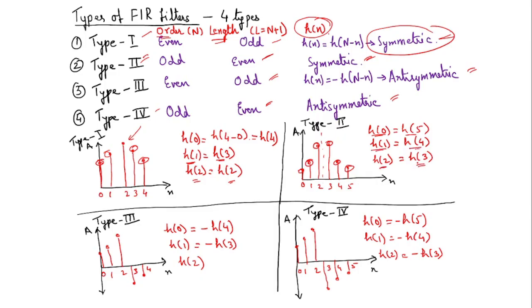h of 3. Okay, then coming to the antisymmetric, antisymmetric means the values will be negatively valued. So if you see across this line, the values are opposite to each other. So h of 0 equals minus h of 4, which is nothing but minus of h of 0. Right? So h of 1 equals minus h of 3, and h of 2 is the central value, so its value would be positive or negative, whatever. Similarly, for the type 4 filters.